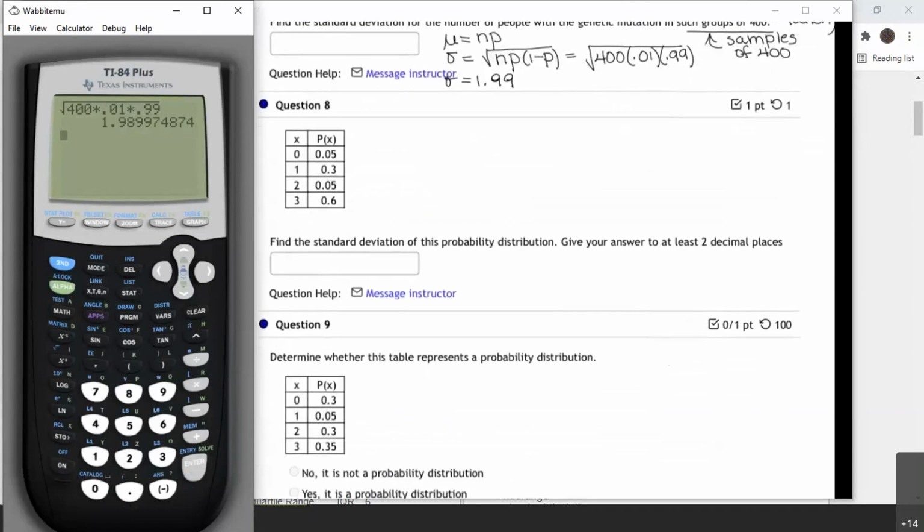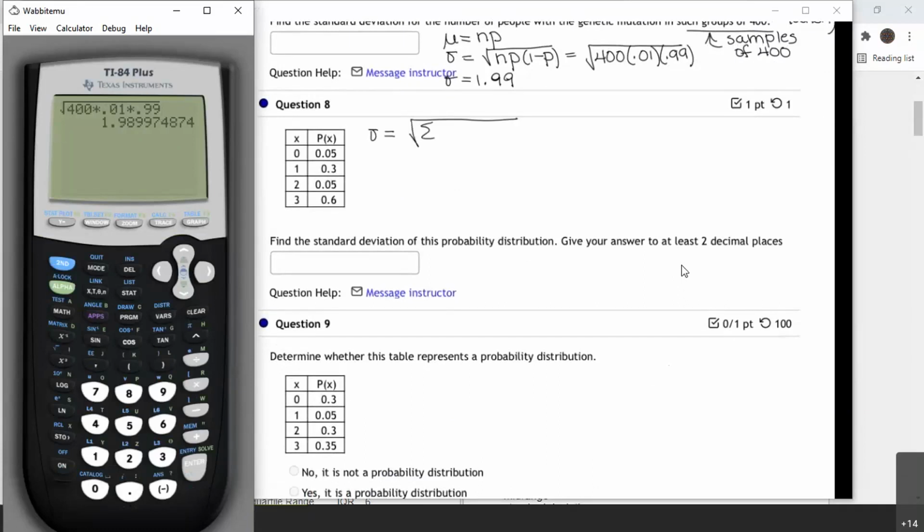Find the standard deviation of this probability distribution. From our notes, the standard deviation of this probability distribution is the sum of the data values minus the mean, squared, times the probability of that data. Okay, and that's what we have.